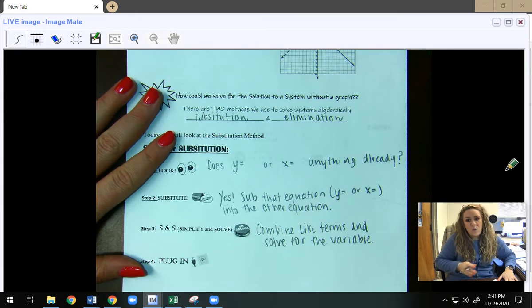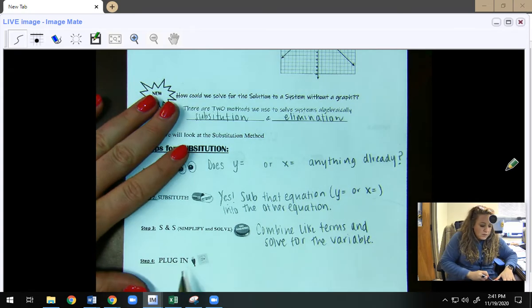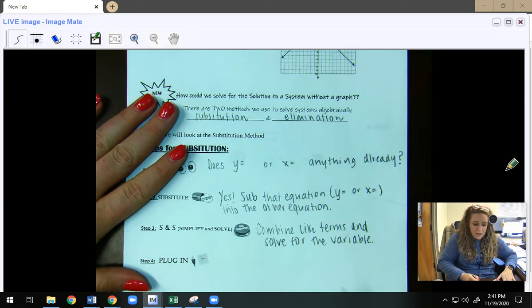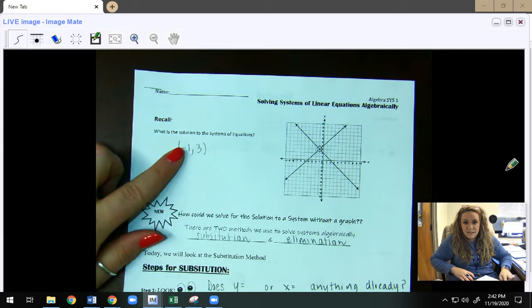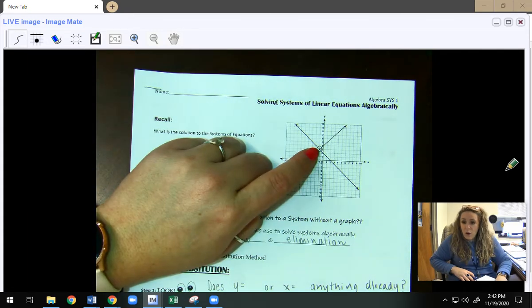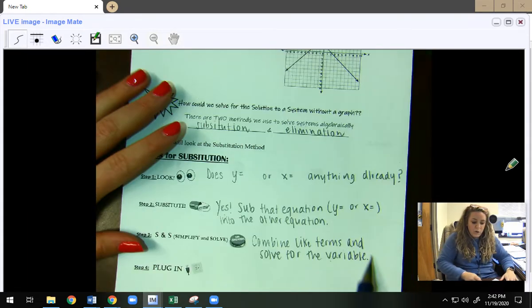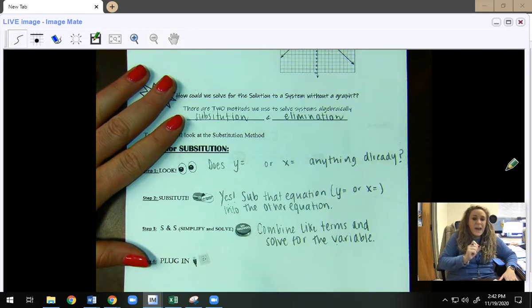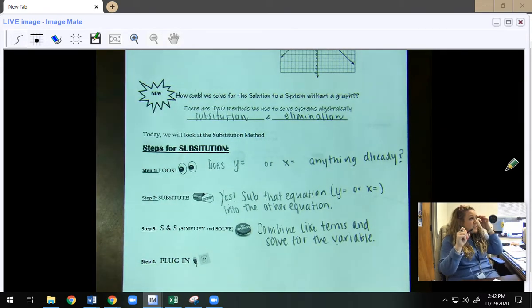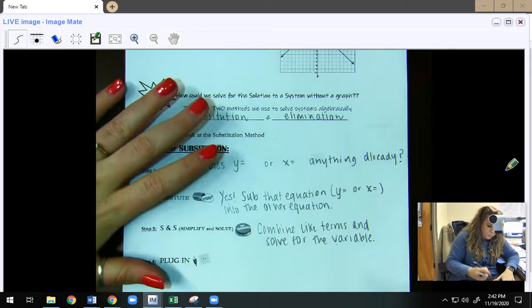If you have x's and y's together, this is not going to work. It needs to be all x's or all y's. I solve for the variable. That means now I need the other variable, because a solution is an x comma y where they cross each other. So I take the variable I solved for and plug that back into the system, and then you get the other variable.